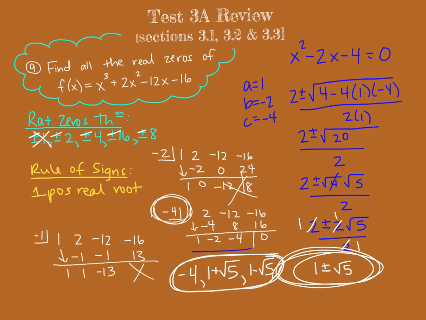Phew. Now, if you wanted to check these on Desmos, you could see what 1 plus root 5 is as a decimal, same with 1 minus root 5, and you would see that that's where you're going to hit the x-axis 3 real times.